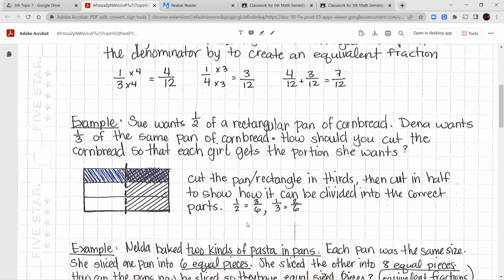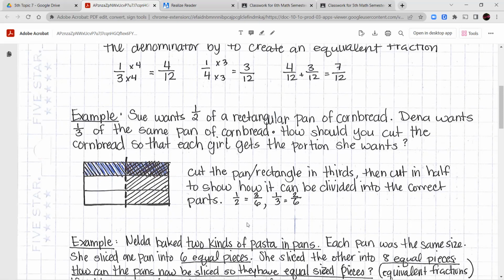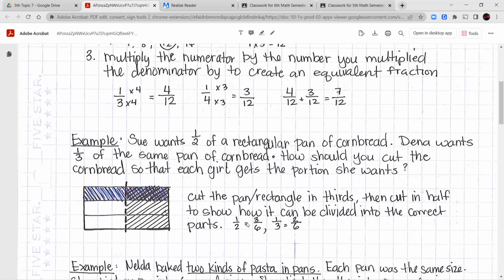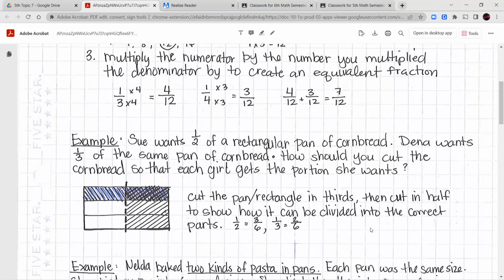Let's take a look at our next example. Sue wants 1/2 of a rectangular pan of cornbread. Dina wants 1/3 of that same pan of cornbread. How should you cut the cornbread so that each girl gets the portion that she wants? So here, what's happening is we need to find a common denominator for these two fractions. So a common denominator for 1/2 and 1/3.